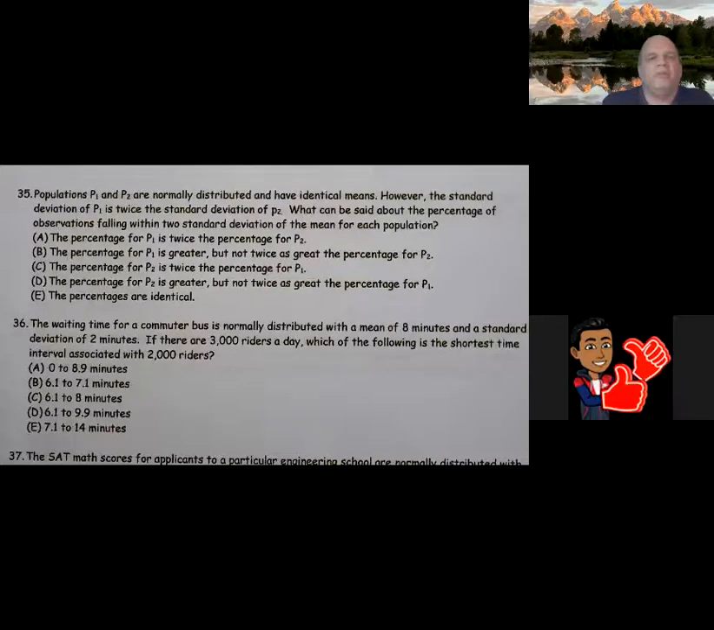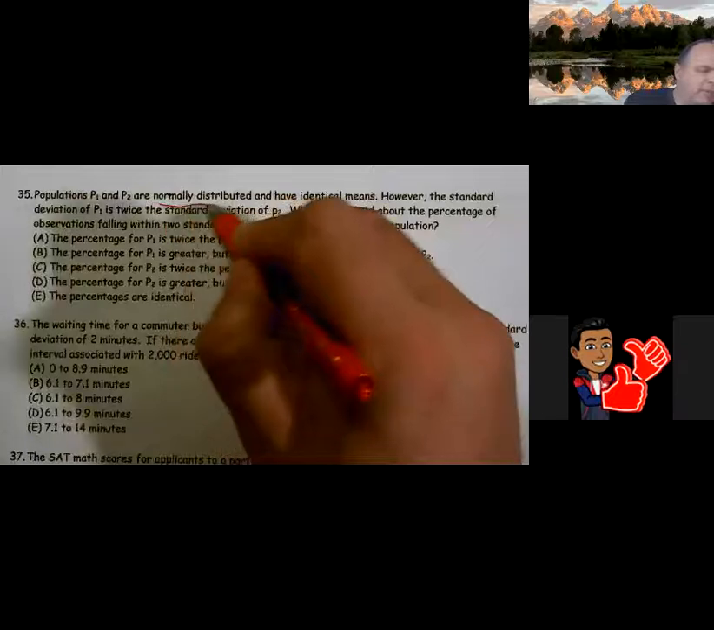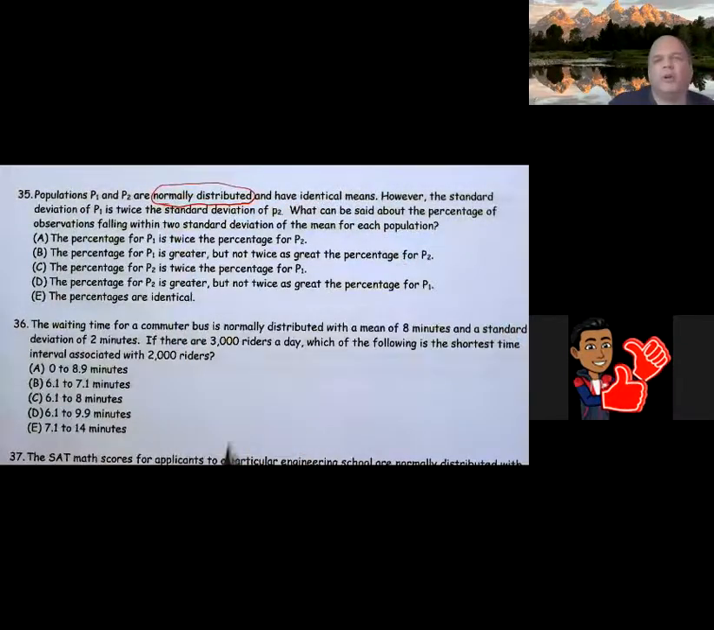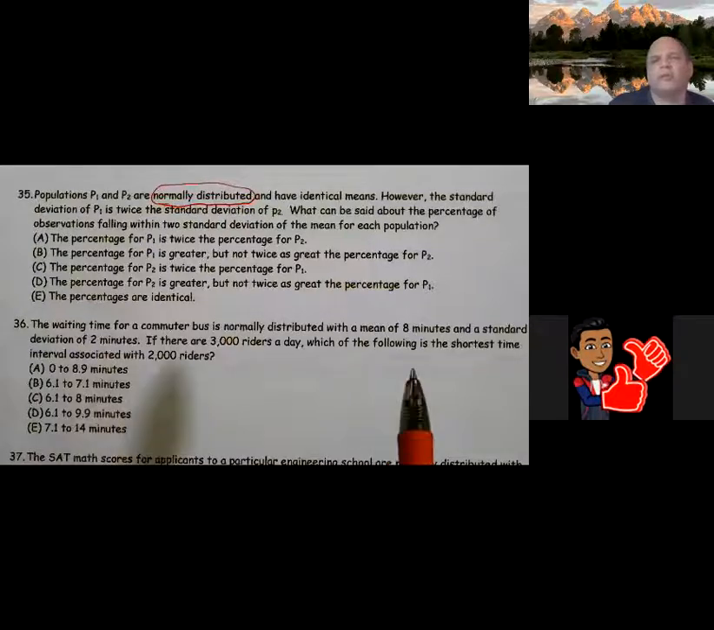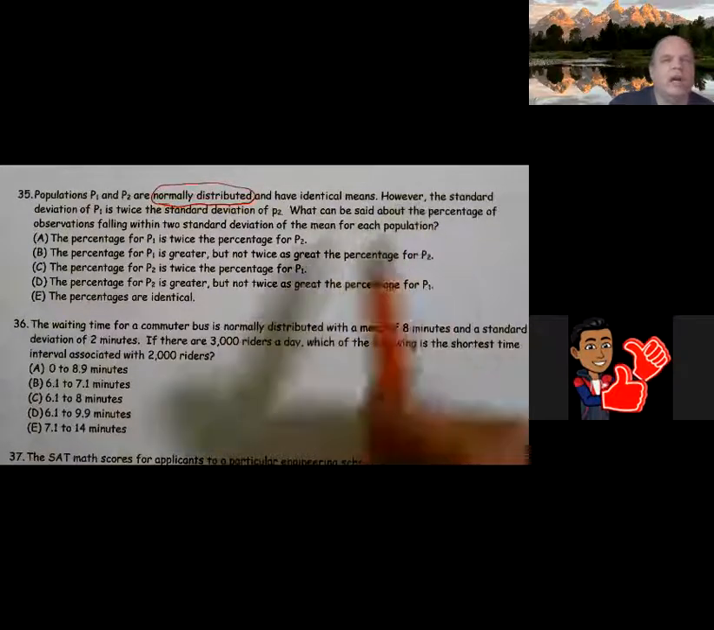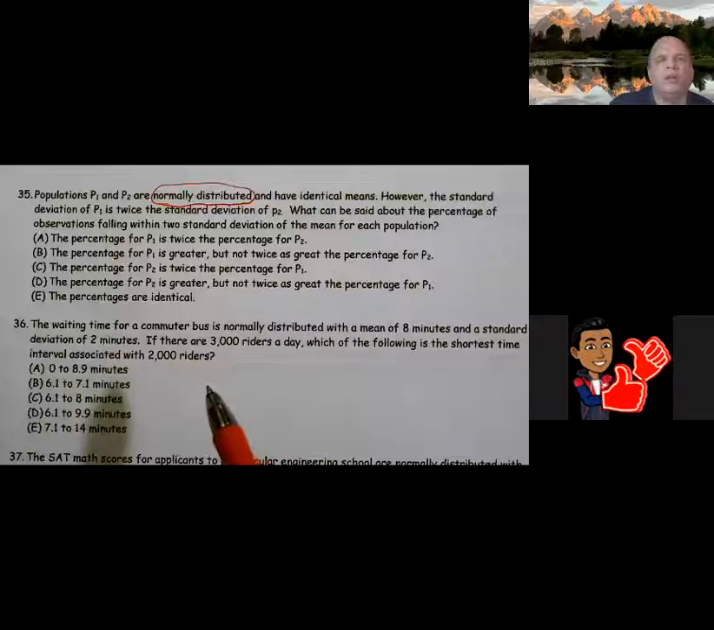Populations P1 and P2 are normally distributed. That means for both of them, the empirical rule applies and all probabilities are going to be the same for equivalent z-scores. They have identical means. However, the standard deviation of P1 is twice the standard deviation of P2. That means P1 is more spread out. That also means their z-scores can be set more spread out. So what can be said about the percentage of observations falling within 2 standard deviations for each population?